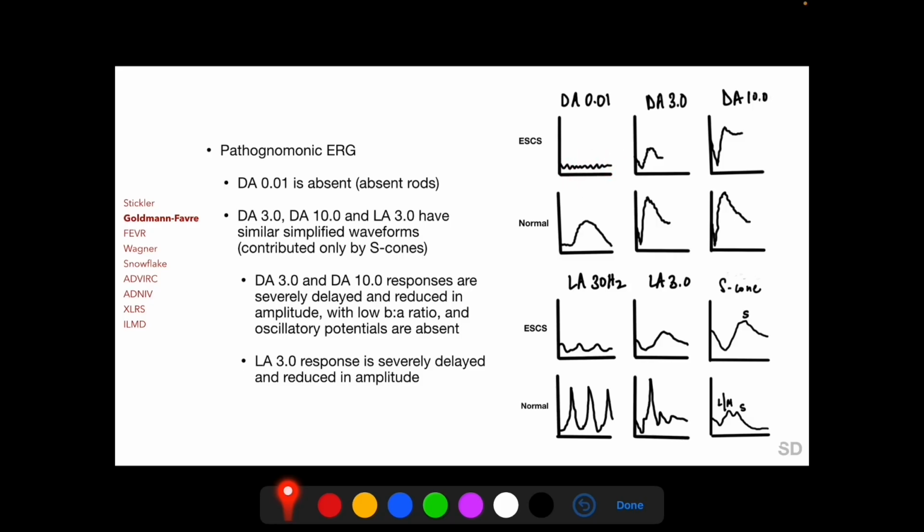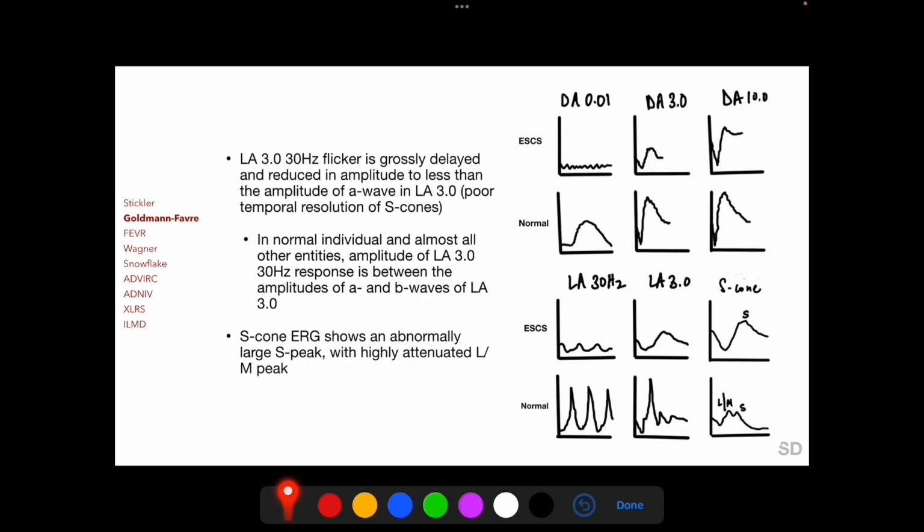The responses to DA 3.0, DA 10.0 and LA 3.0 stimuli have similar simplified waveforms, all being contributed only by S-cones, and each of these responses is severely delayed and reduced in amplitude as compared to the corresponding responses in normal individuals. The response to flicker stimulus is also grossly delayed and reduced in amplitude because of the poor temporal resolution of the S-cones.